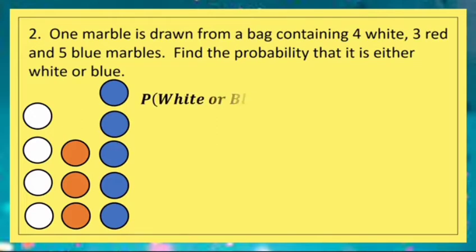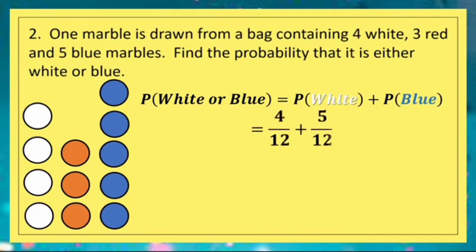Now, the probability of picking a white or a blue marble is the probability of picking a white plus the probability of picking a blue. Mutually exclusive events. We have it as 4 over 12 plus 5 over 12. I can break that down to give me 3 over 4 as my probability.